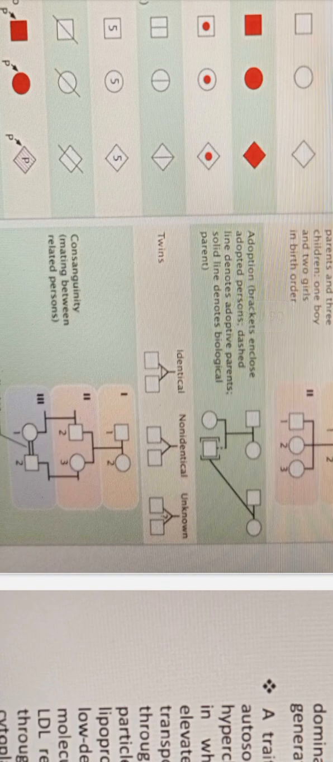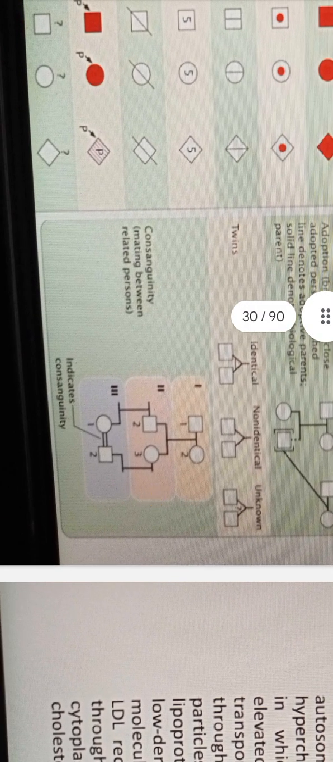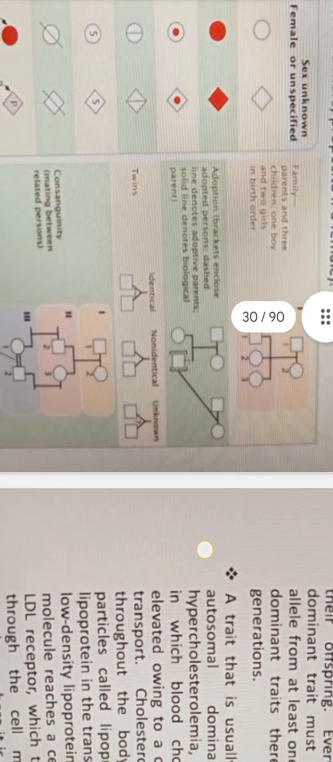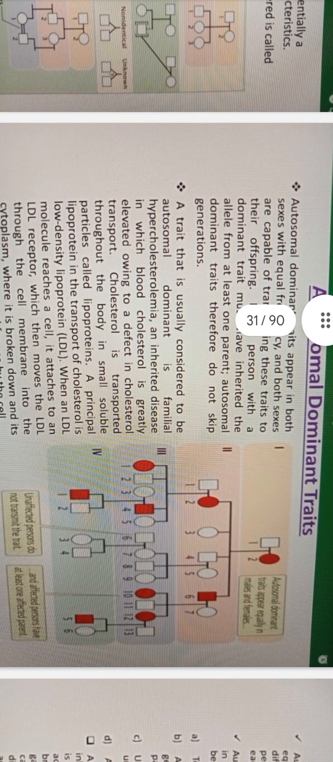Then consanguinity, mating between related persons. Double lines indicate consanguinity, a consanguineous marriage. And then autosomal dominant trait.